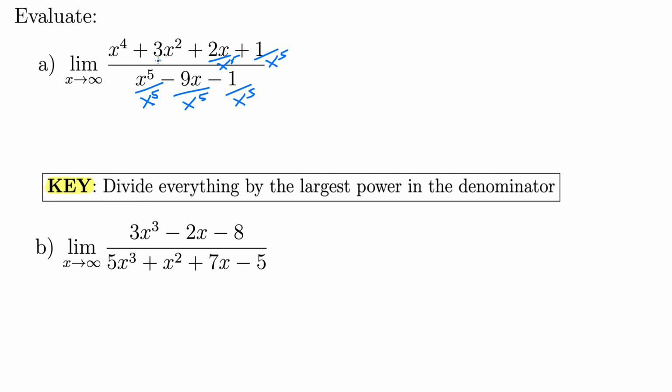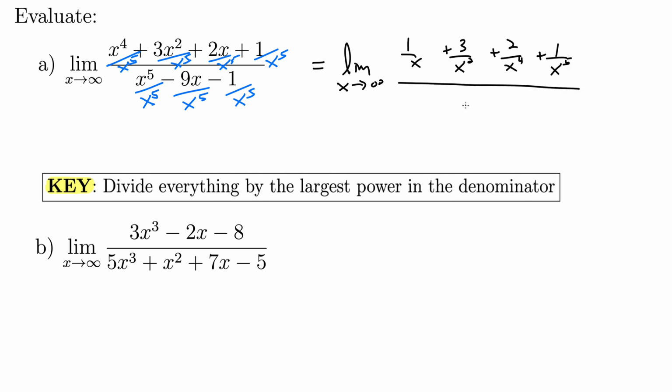All right, so we do this again and again and again. x to the fifth all over x to the fifth. And you can probably reason through this pretty quickly from here, just in your head, but I'll write it out just to be on the safe side. So this becomes then the limit as x goes to infinity of 1 over x plus 3 over x squared plus 2 over x to the fourth plus 1 over x to the fifth up top. All of that over, well, x to the fifth over x to the fifth is 1, minus 9 over x to the fourth, minus 1 over x to the fifth.